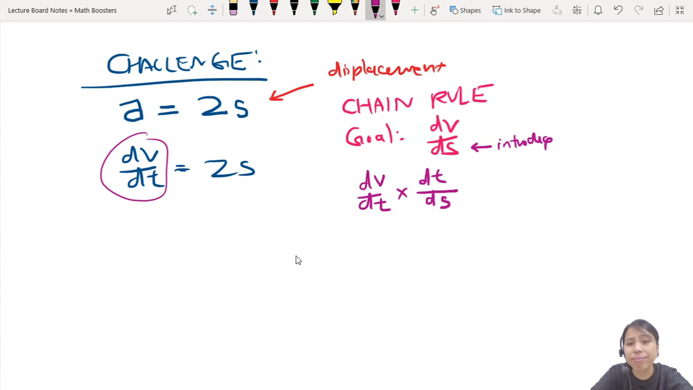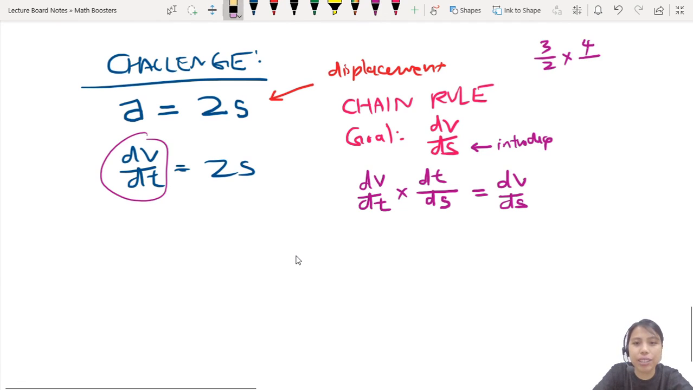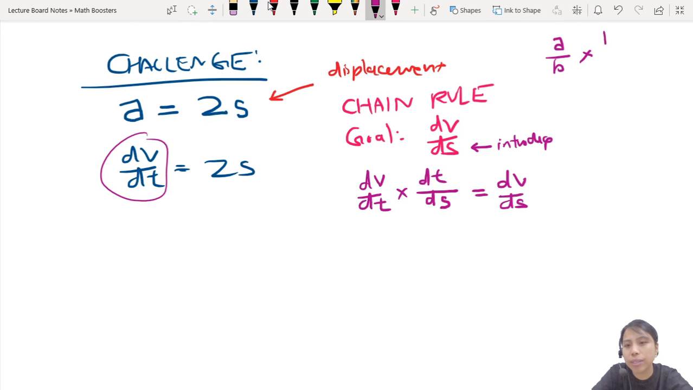Okay, can this work? Maybe. So if I multiply this one, what should I get? If you treat it like fractions, you should get dv ds. Actually, that's not a good example. Sorry, wrong example. Throw back to fractions. If you have a over b times b over c, what do you get? B cancels out, a over c. So you are treating it like fractions. So this one is true, right? You want to get rid of time, so time will cancel out.